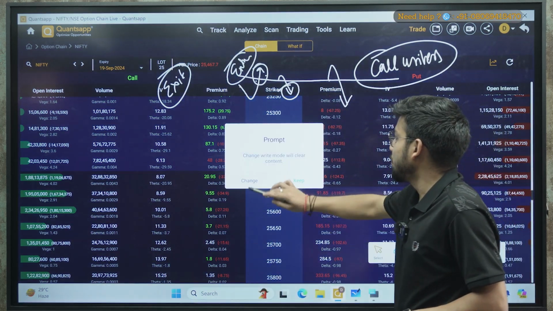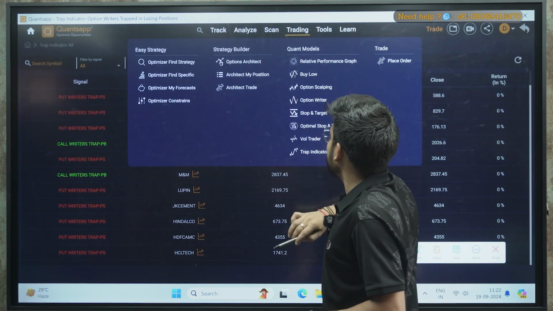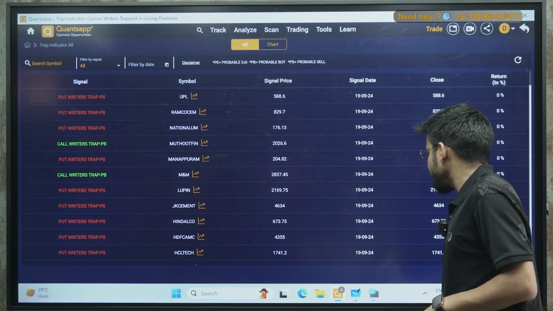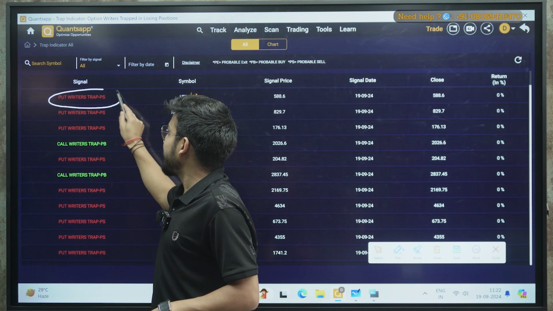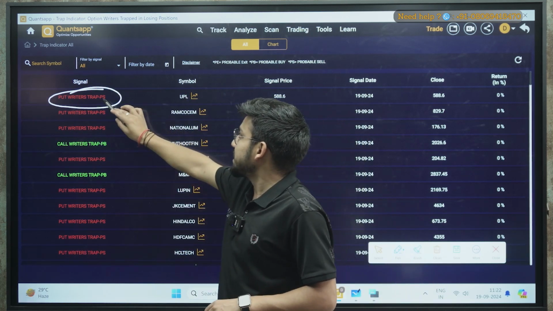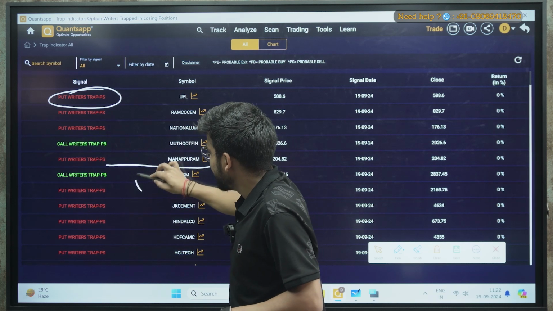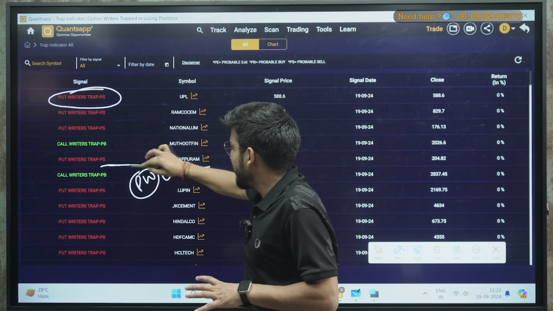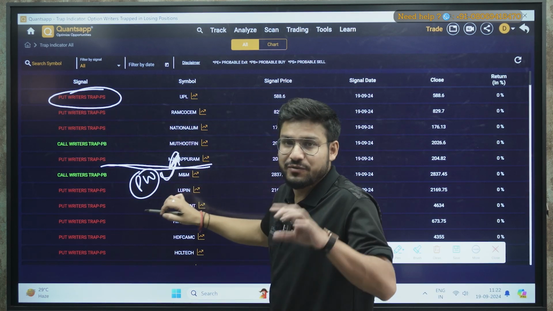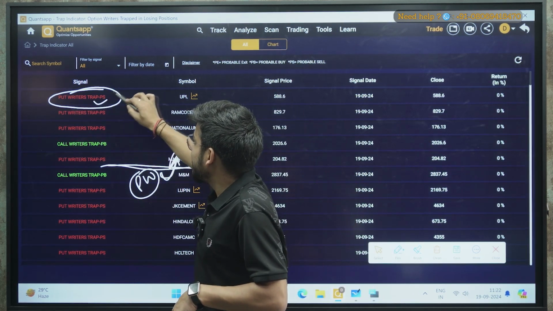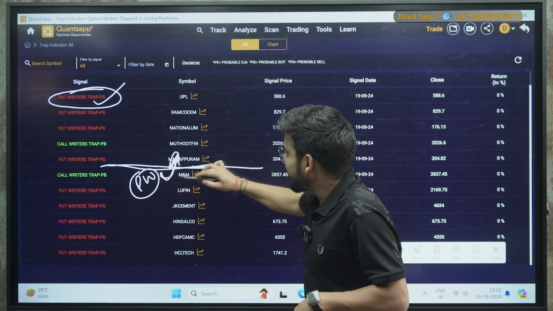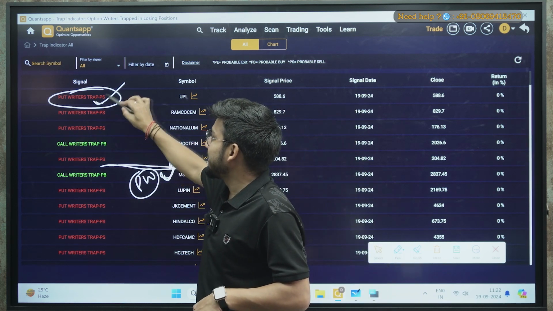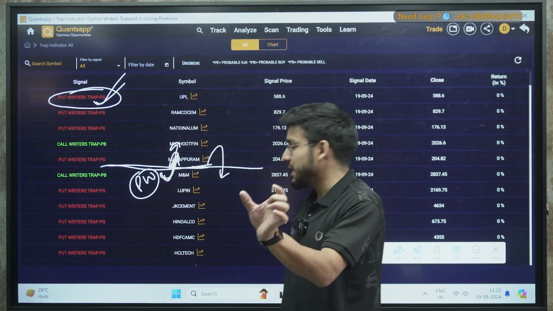For that, we have to go here in the trading section. In the trading section, there is a trap indicator. Right now it is giving me a signal that put writers are trapped here. Put writers are those who want the market to remain above this particular level which they have sold. Now they are being trapped, because they want the market to remain above this level, but actually the market is going below it. So this is the time when we can initiate our trade.